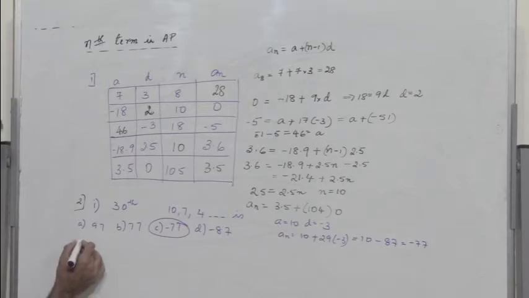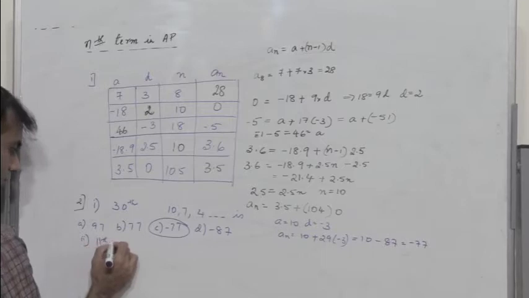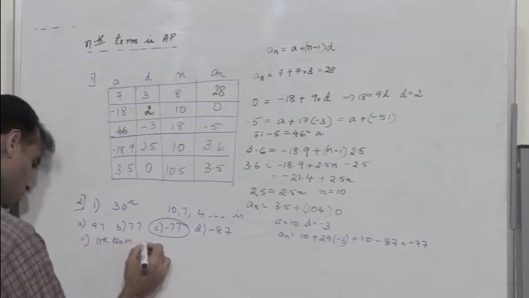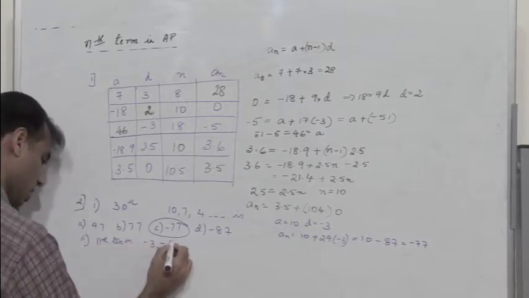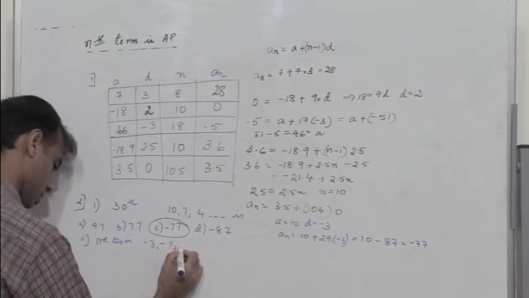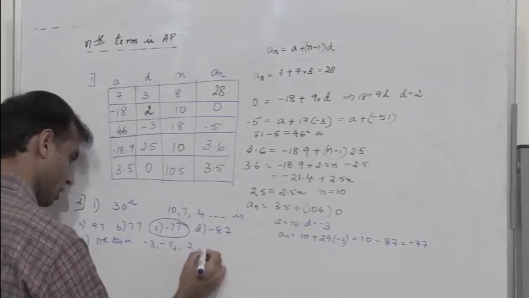Next, the second one. The 11th term of minus 3, minus half, comma 2 is.